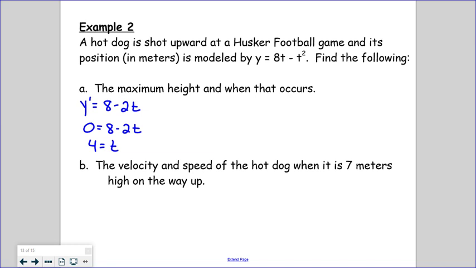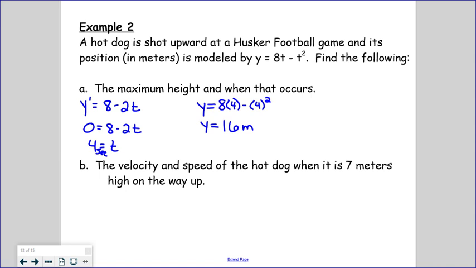Okay, so that actually answers the second question. When did that occur? Time is in, it doesn't say, we're going to go with seconds. Time is in seconds. And so the second question, when does it happen? 4 seconds. What is the maximum height? Goes back to our position function. Plug in 4. Let's see, 32 minus 16. 16 meters.